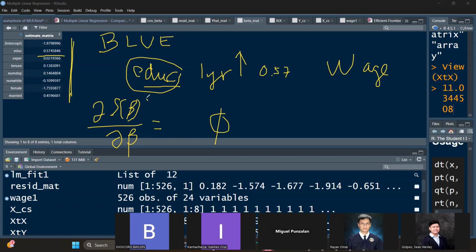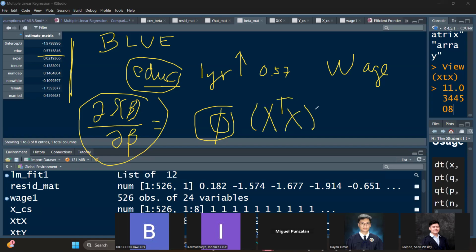Okay, when you get the differentiation of a function and then equate it to 0, you're getting the minimal or maximal value. In our case, it's the minimum. Okay, and then as we said, it resulted into X transpose X inverse X transpose Y. Sorry, I hope you don't mind me repeating this. Okay, this is the fundamental of our regression equation in multiple linear regression.